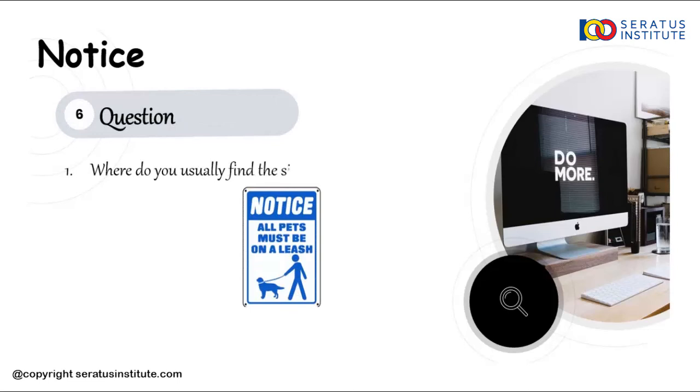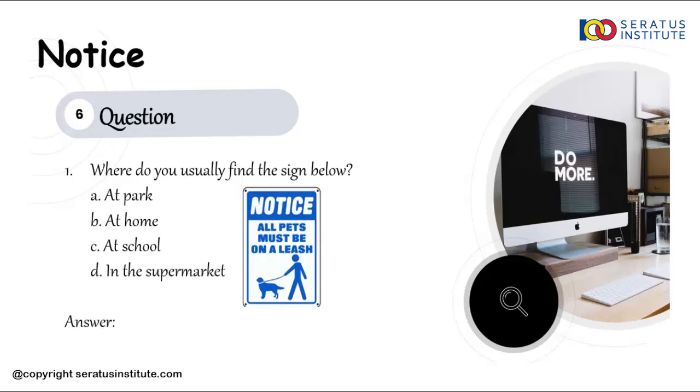Where do you usually find the sign below? A. At park, B. At home, C. At school, D. In the supermarket. In the notice here, all pets must be on a leash. Artinya, semua binatang piaraan harus dikekang dengan tali. Where do you usually find the sign below? The answer is A. At park.